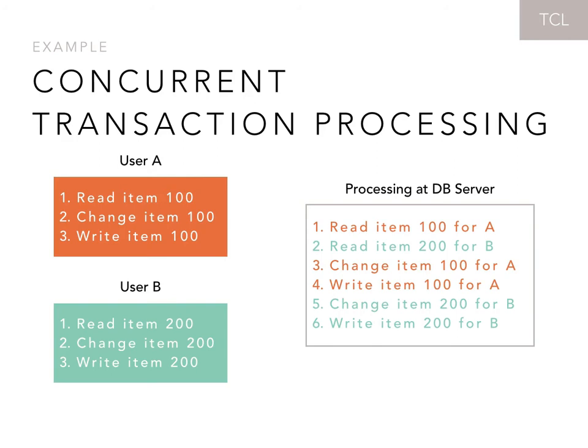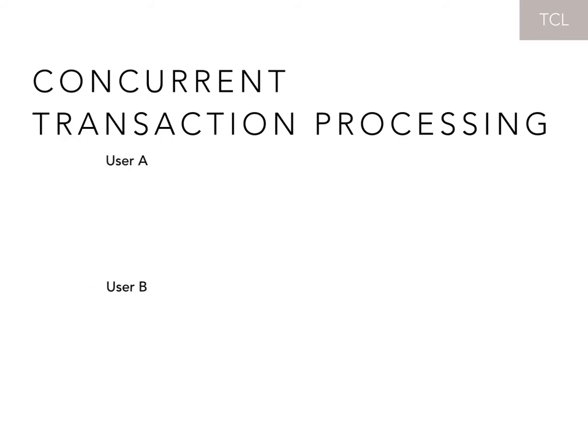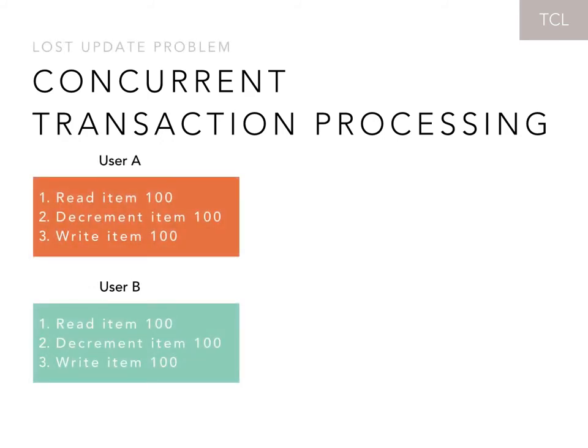Why is this a problem? Well, let's look at this issue called the lost update problem. So this is the same setup, only you see the one difference in user B? It's green, yes. You see the other difference in user B from the previous example? If they're both trying to read and edit item 100, and we interleave them like so, then what may happen?